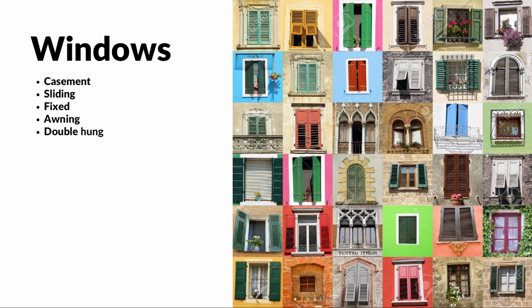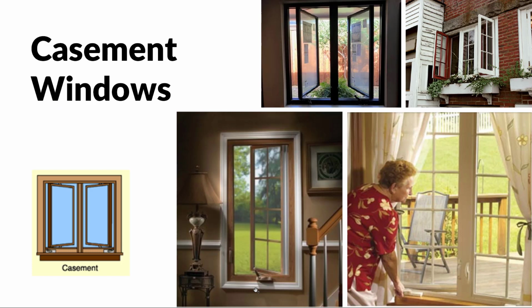But then we're just going to kind of focus back into windows. Okay, so just thinking, standard windows. So with windows, there are many different kinds. The most common being casement, sliding, fixed, awning, and double hung. Casement windows are very, very common in residential situations. And really what we think about with a casement window is that there are pivot points on the window and they swing out. They can have many different looks, but they actually swing to the exterior of the building.